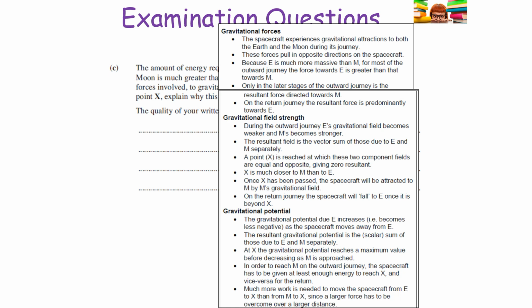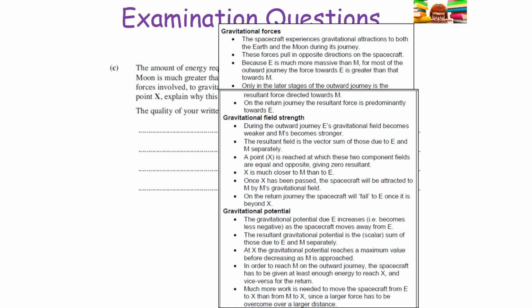Now the resultant field strength is always going to be the vector sum of the Earth and the Moon's gravitational field strength acting on this particular probe. Now at point X it did say that the gravitational field strength was 0, so that indicates that the gravitational field strength from the Earth and the gravitational field strength from the Moon at that point are going to balance out and be 0. Now X is much closer to the Moon than it is to the Earth.